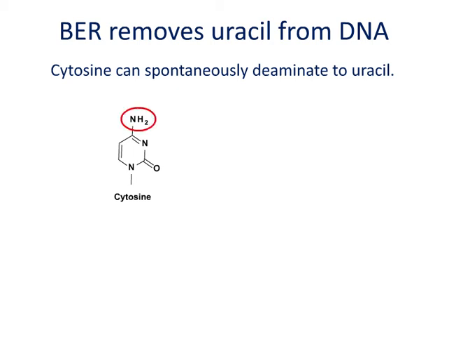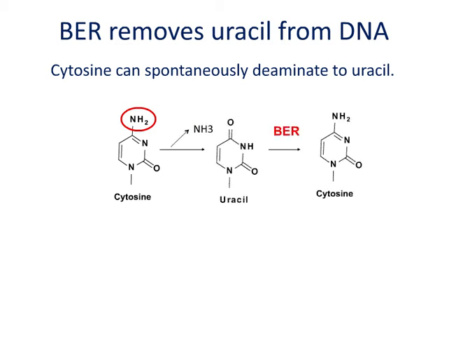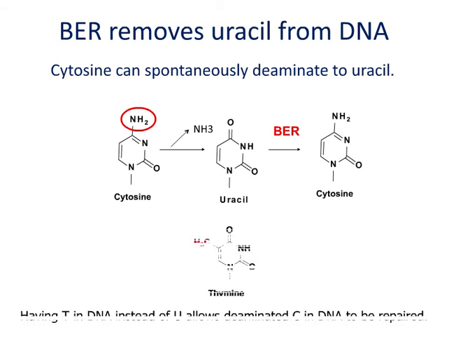Cytosine can spontaneously deaminate to uracil. If this happens in RNA, it is not much of a problem because RNA can be made again. If it happens in DNA, it is potentially mutagenic. Base excision repair mechanisms utilize a uracil DNA glycosylase to remove uracil in DNA so that it can be replaced with cytosine.